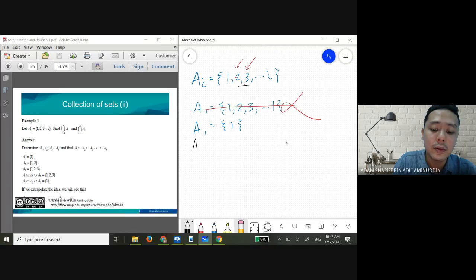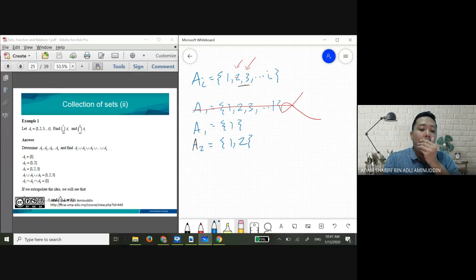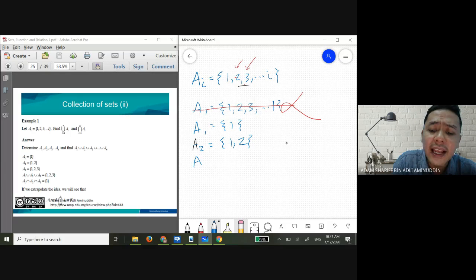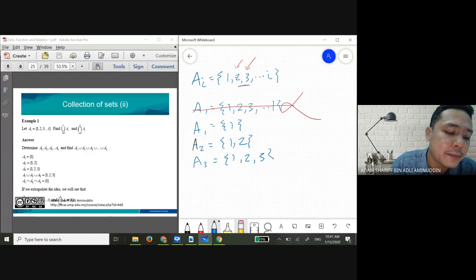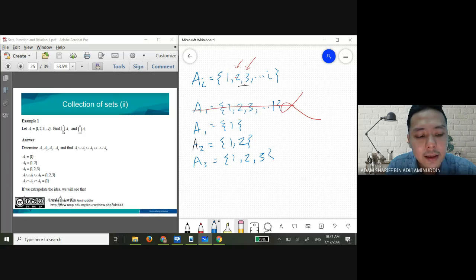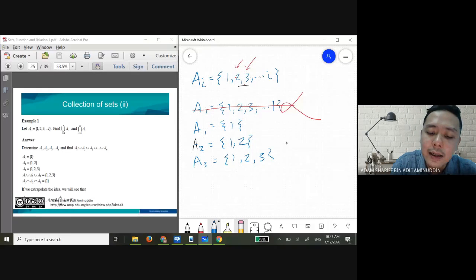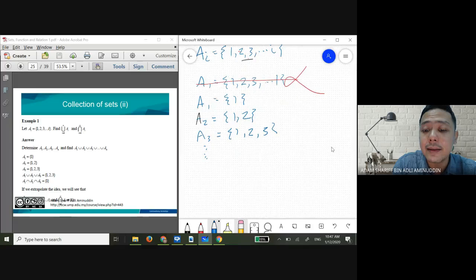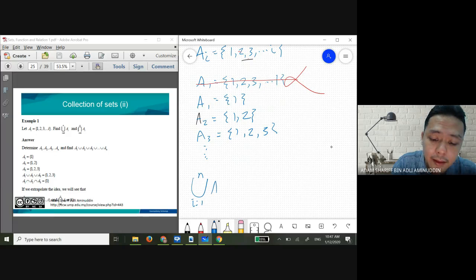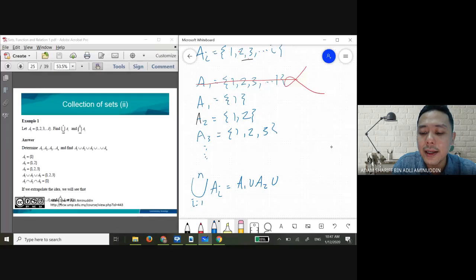So A2 adalah 1, 2. A3 adalah 1, 2, 3 and you get the picture. A4 dan sampai A5 kamu boleh nampak. But as always, that is not the major question that being asked. The major question that being asked is try to union all of this from I equals to 1 and when I equals to n, Ai. And this is represented by A1 union A2 union until An.